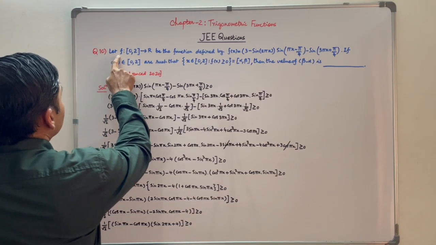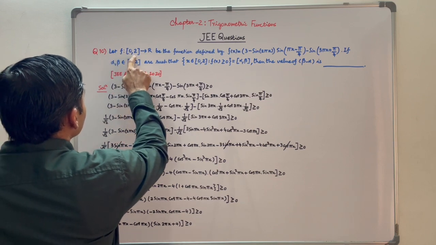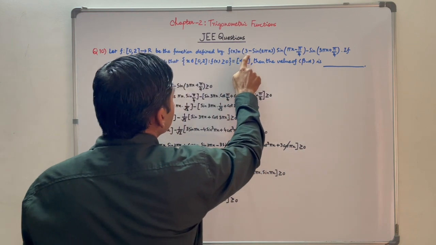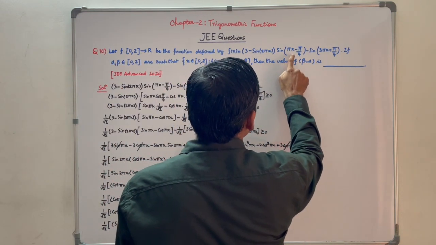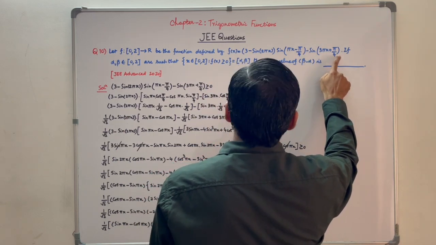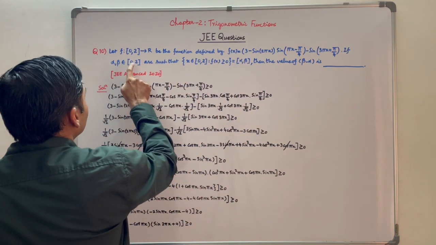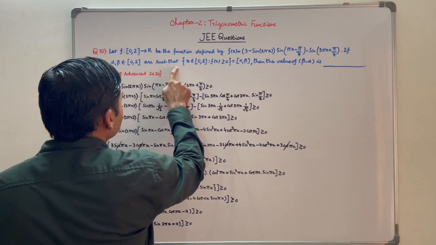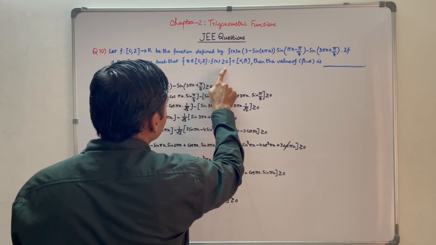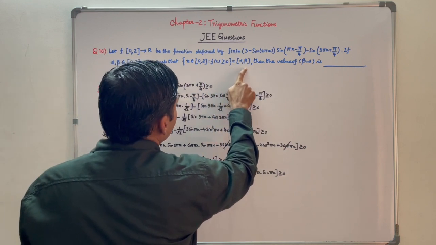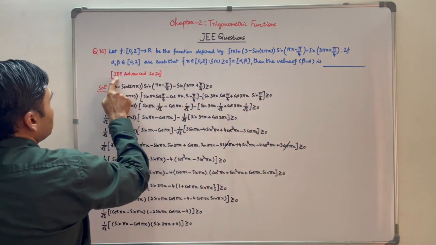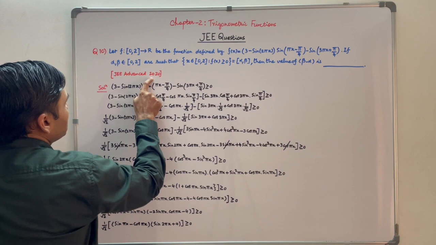Last question. Let f be a function from the interval 0 to 2 to the real number set defined by f of x is equal to 3 minus sine 2 pi x into sine pi x minus pi by 4 minus sine 3 pi x plus pi by 4. If alpha, beta belong to the interval 0 to 2 are such that the set of x belonging to 0, 2 with f of x greater than or equal to 0 is equal to the interval alpha, beta, then the value of beta minus alpha is. This question appeared in JEE Advanced 2020.